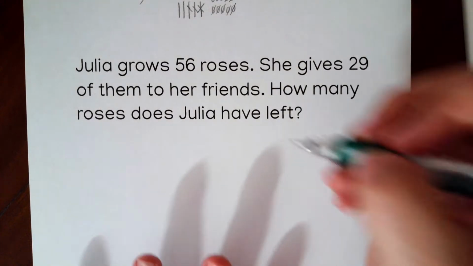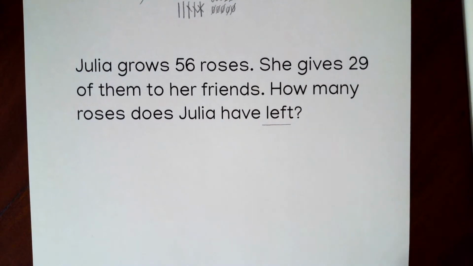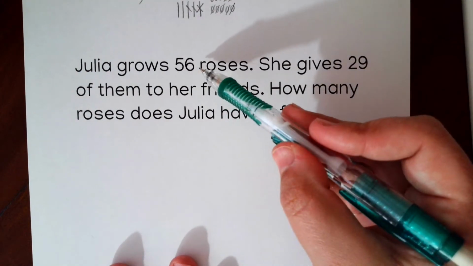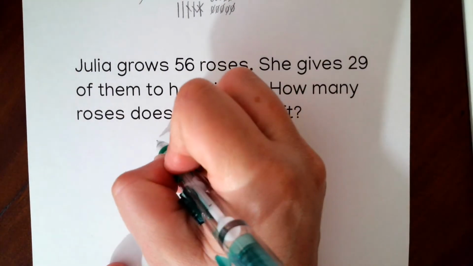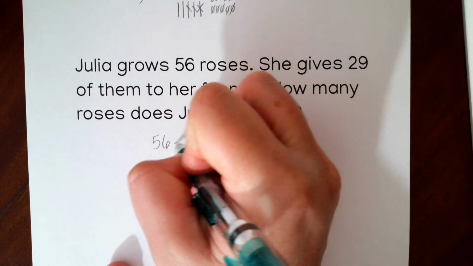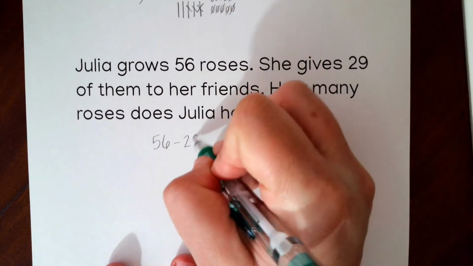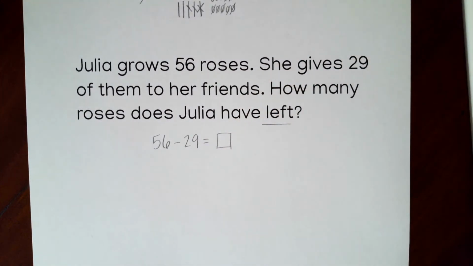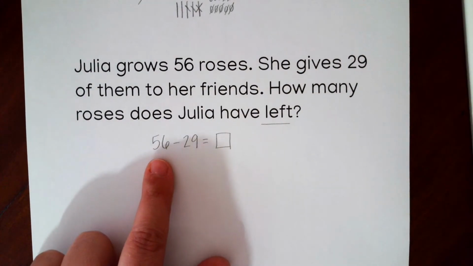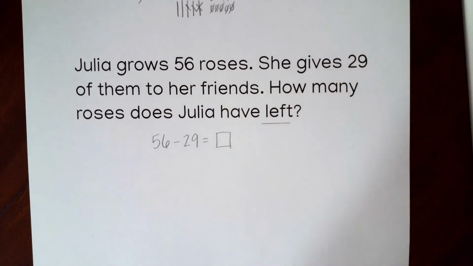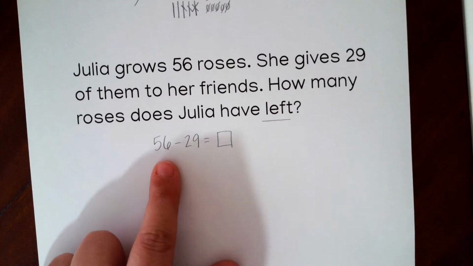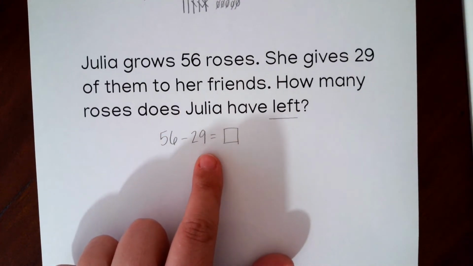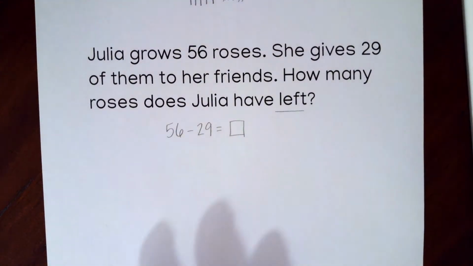So I see this word left. I know that I'm going to be subtracting. And so I know my biggest number goes first. So I'm going to write my subtraction equation. 56 minus 29 equals box. Now, I don't have 100 here, but what did I tell you about subtraction in the drawing method? You always start by drawing the biggest number, and then you take away the smaller number. So let's see what happens.